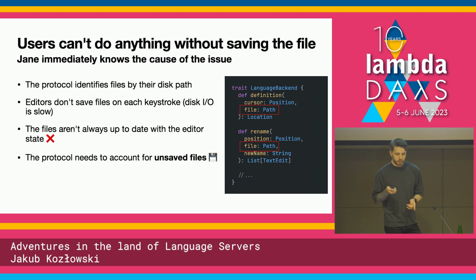This is because in our initial definition of the protocol, the language backend, basically all the operations were based on file paths. So any kind of operation gets a position of the cursor and the file name or path or URI. And the editors don't constantly keep saving the file to disk whenever you do a keystroke. They will keep that in memory and they will not send it to you. Like in this current design, they don't send it to you. So we need some kind of way for the protocol to account for files that are not saved.